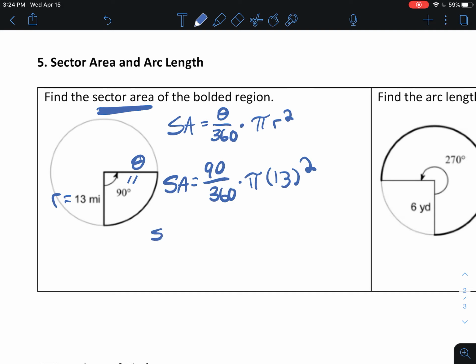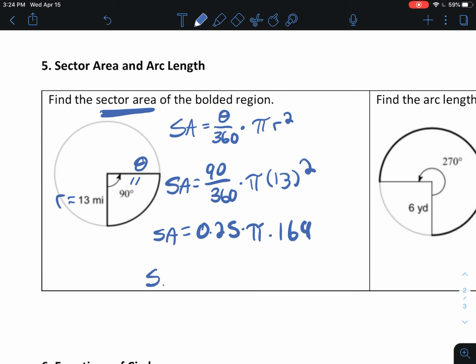So then what I would do is I would say surface area, I would go 90 divided by 360 in my calculator, gives me 0.25 times pi. I would do 13 squared in my calculator and get 169. And then I would go 0.25 times pi times 169, gives us a sector area of 132.732. Units are miles, so we would put miles squared.